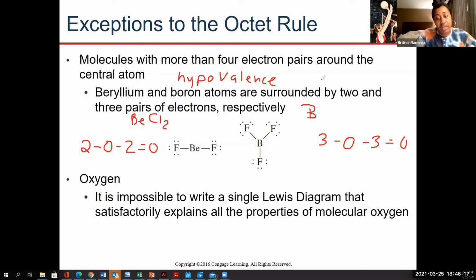When we have questions, like on a test, you'll be asked specifically to follow the octet rule or some other rule. If it doesn't say anything, you assume that the octet rule is being obeyed. Unless you see beryllium, boron, or you have an odd number of electrons.